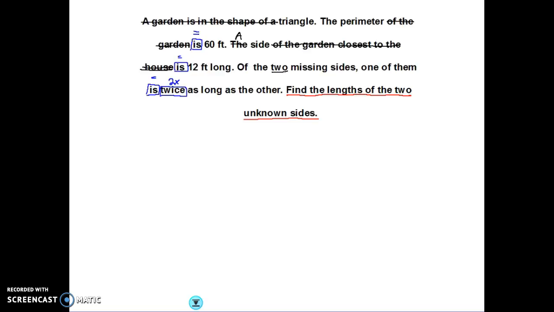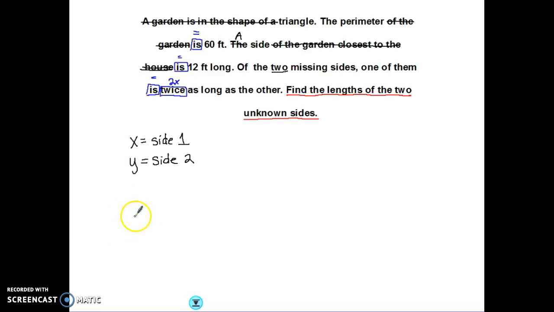Step 1 is to assign variables. We have 2 missing sides here. So I'm going to let x be side number 1 that we're missing, and I'm going to let y be side number 2. Now that we've identified what we're solving for, we can go ahead and draw a picture that might be helpful.